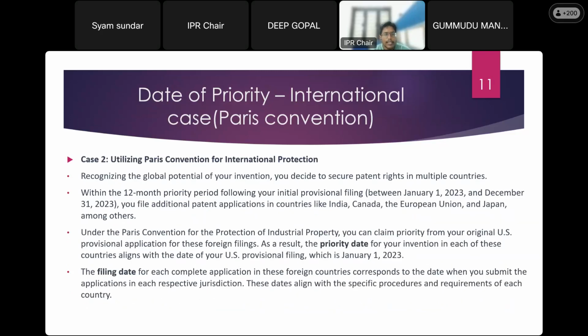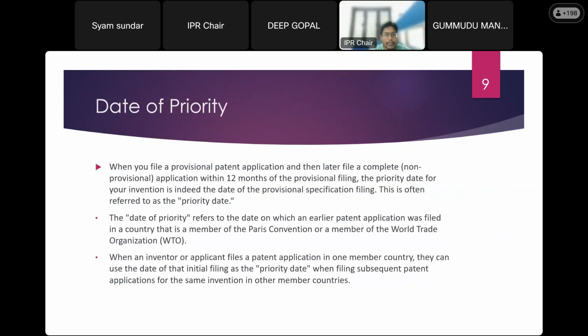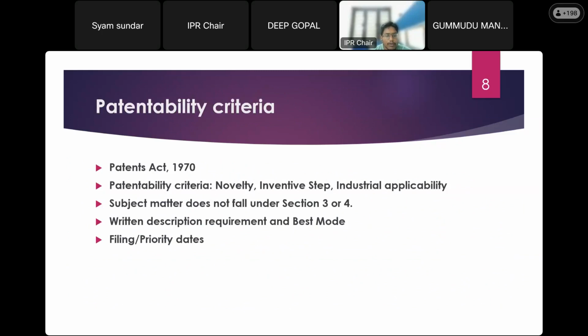In the case of the Paris Convention, as I told earlier, if you want to protect in other countries, something like the US or UK, then from the date of filing of your application in India, or for that matter anywhere else in the world, within 12 months you need to file your application in another country. Hope you understand what is the filing date and what is the priority date.